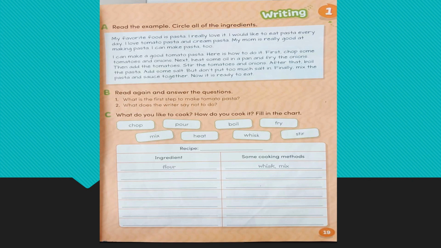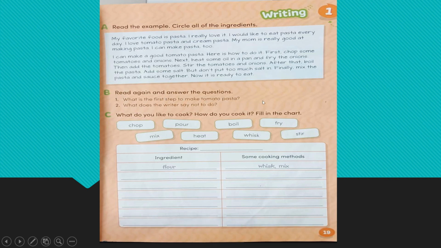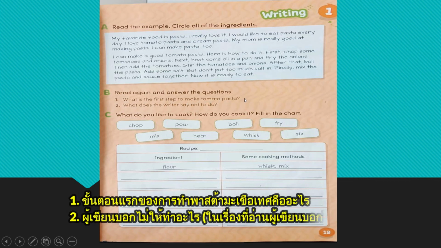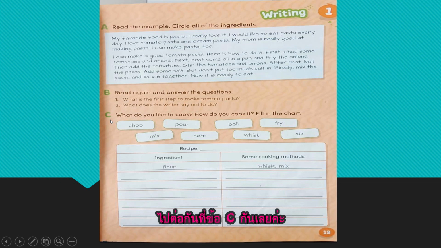Okay, you have to read again. Letter B, read again and answer the question. You have to write the answer beside the question. What is the first step to make tomato pasta? You write it here. Number 2, what does the writer say not to do? What does the reading say not to do? What should we not do? Okay, now let's go to letter C.